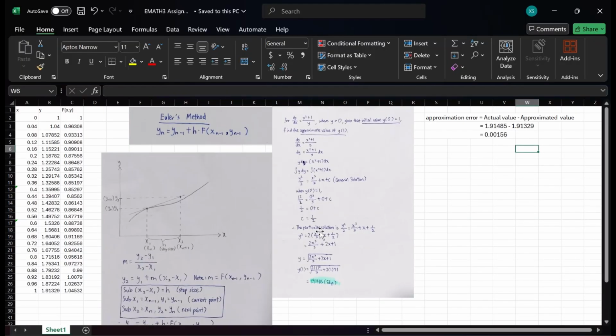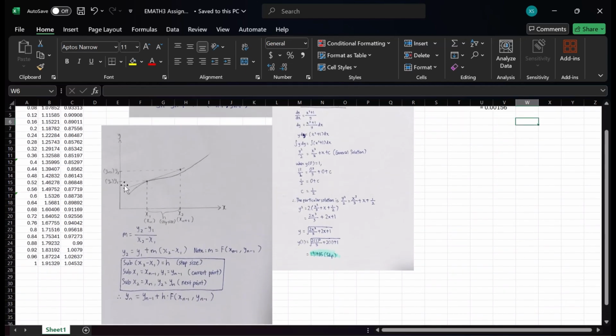Hello everyone, my name is Wu Shun, and today I will be presenting my EM3 assignment, which is about Euler's method. For my EM3 assignment, I have been tasked to solve a differential equation using Euler's method. Euler's method basically works by approximating the value of a function at a point using the tangent line.